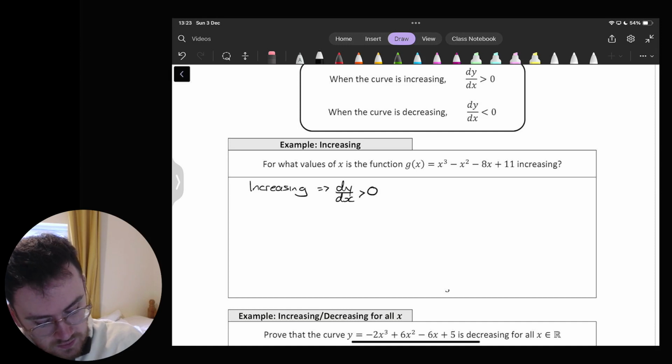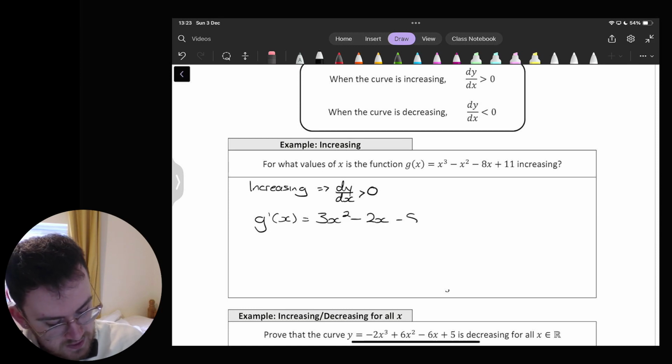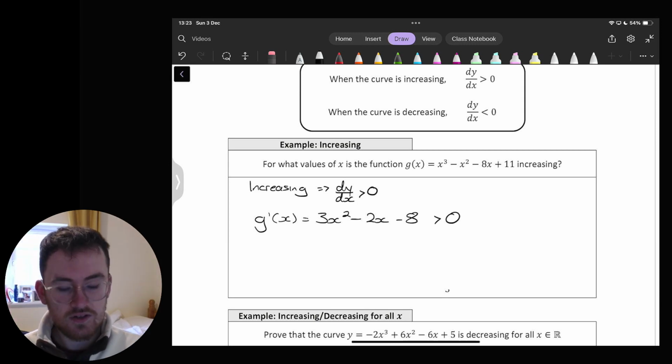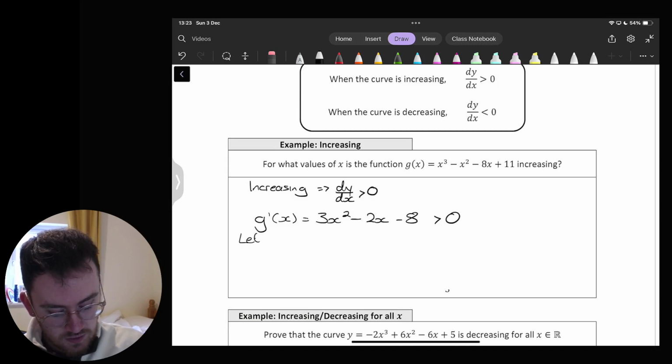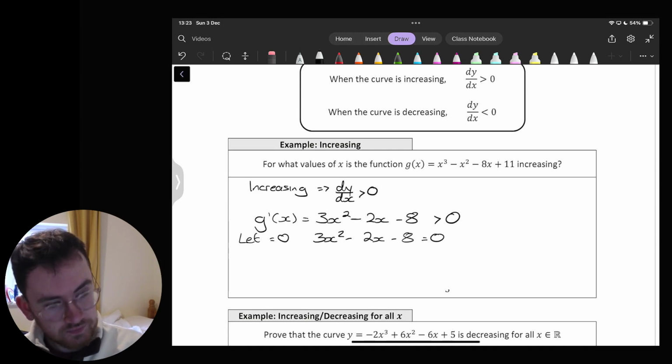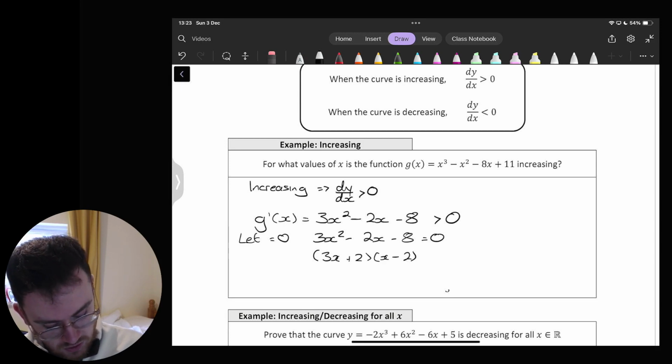So I need to find the derivative first of all. So let's use the notation they have used. We'll call it g dash x. So 3x squared minus 2x minus 8, and I want that to be greater than 0. Okay, so I want that answer to be greater than 0. I'm going to let it equal 0 first of all and solve the equation to find the two roots of this function, to find out where it is 0. And that's going to give me 3x plus 2 and x minus 2. I'm just going to jump straight to some answers there. So we get x equals minus 2 over 3 and x equals 2.